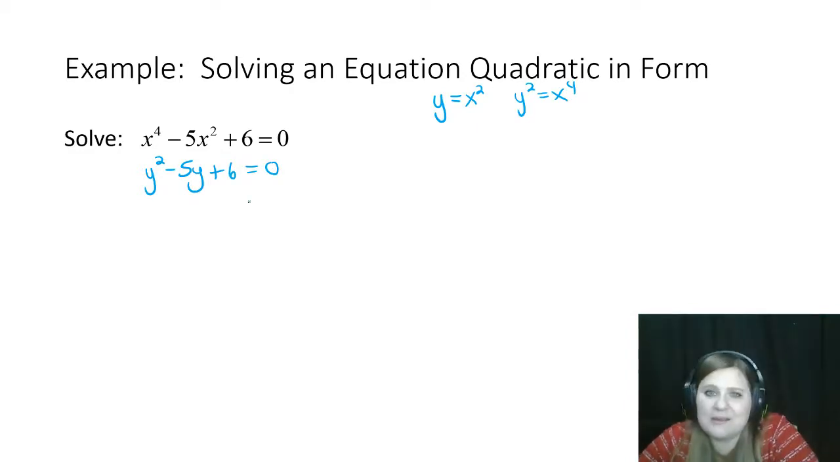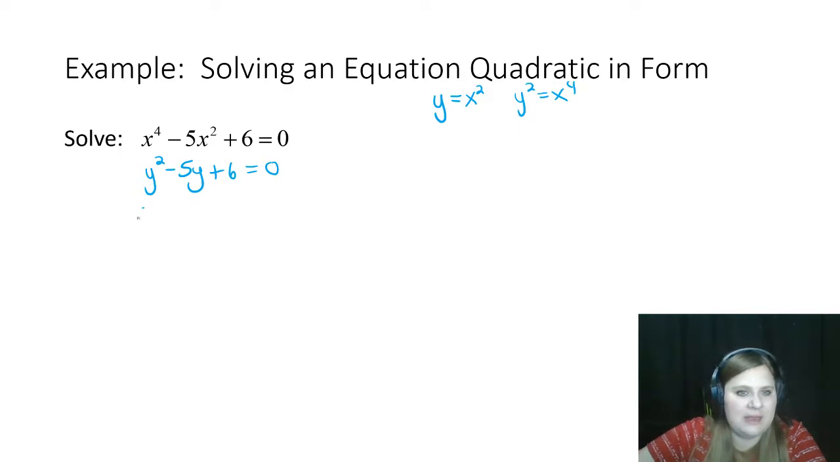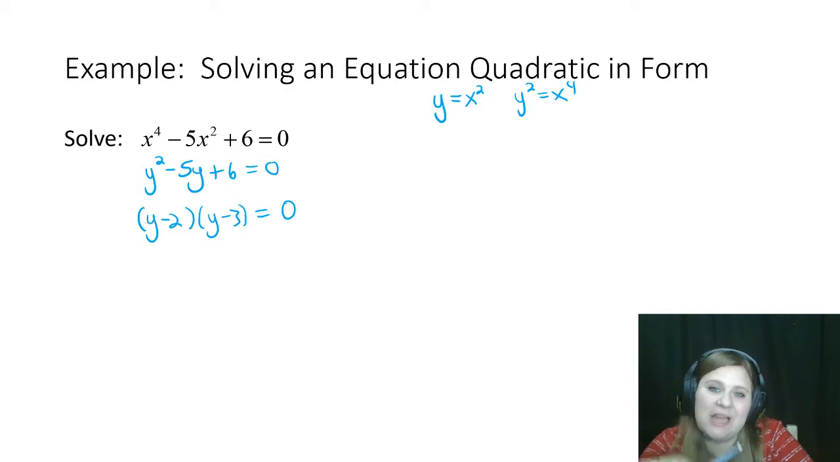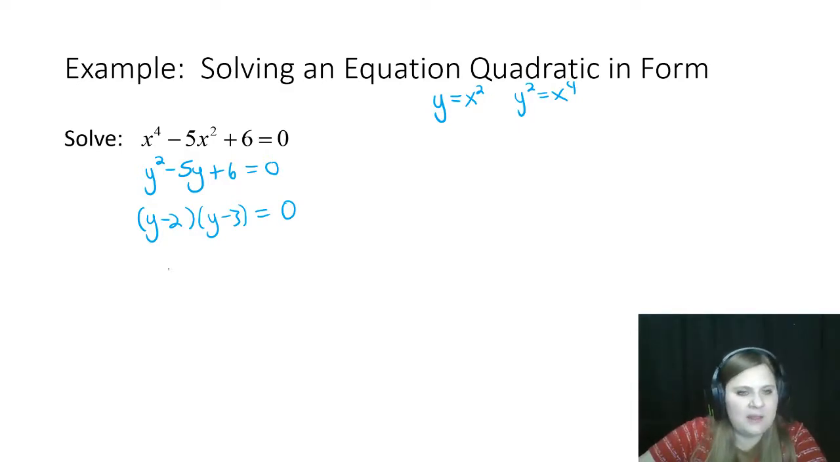Now it's a quadratic, so I can factor it, and I can say, all right, I need two numbers that multiply to 6 and add to -5. Well, I'm going to go with -2 and -3. Don't be tempted to use -6 and 1 because those multiply to -6, and we need this to multiply to +6. Okay, so then I get that y equals 2 and 3.